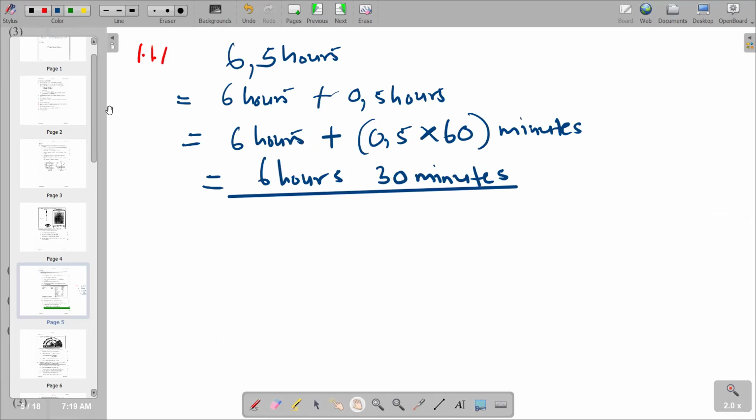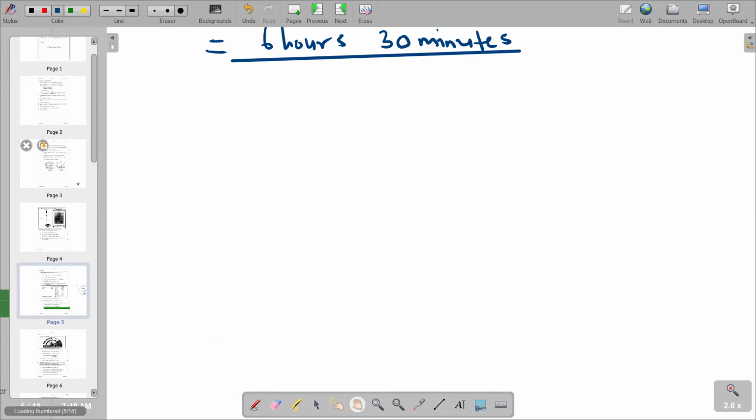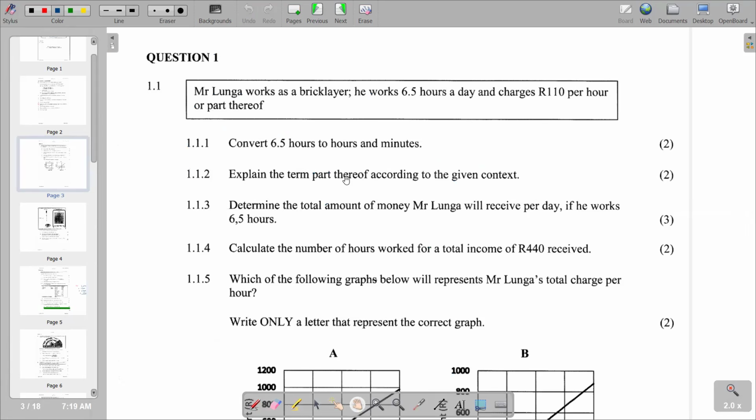Moving on to the next part of our question, it is now 1.1.2. Explain the term part thereof according to the given context. Part thereof obviously means that the 30 minutes, or the 0.5 hour that we have, will be charged fully as per hour, which is 110 rands. That's what part thereof means.